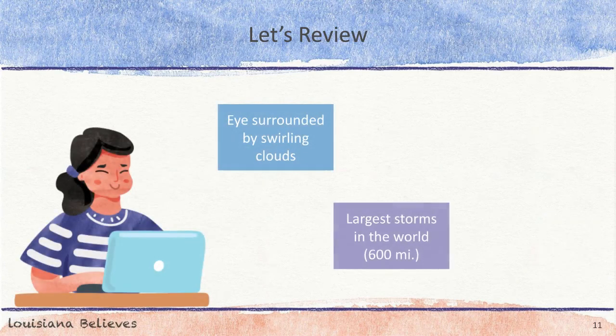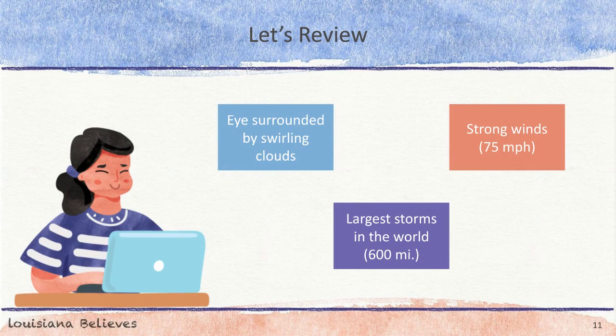Let's review. One thing we have learned is that hurricanes have an eye surrounded by swirling clouds. They are huge storms, and they can be over 600 miles across. Another thing we discovered about hurricanes is that they have very strong winds. To be called a hurricane, a storm has to have winds over 75 miles per hour.